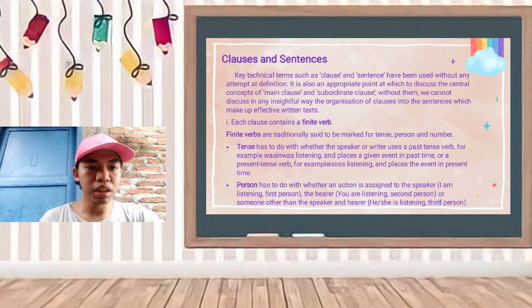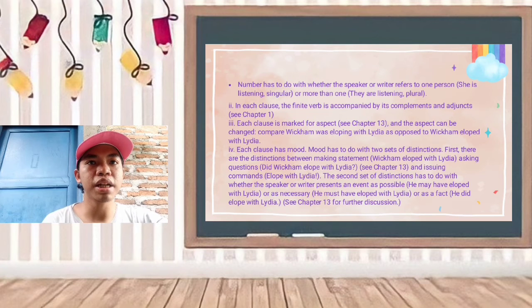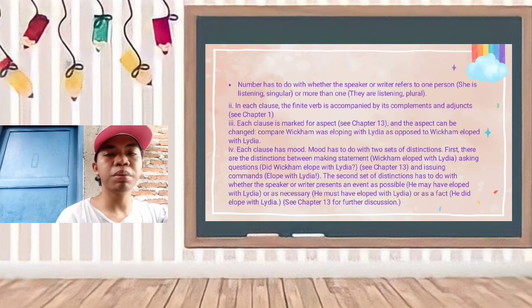Person has to do with whether an action is assigned to the speaker: I am listening, first person; the hearer: you are listening, second person; or someone other than the speaker and hearer: he or she is listening, third person. Number has to do with whether the speaker or writer refers to one person: she is listening, singular, or more than one: they are listening, plural.